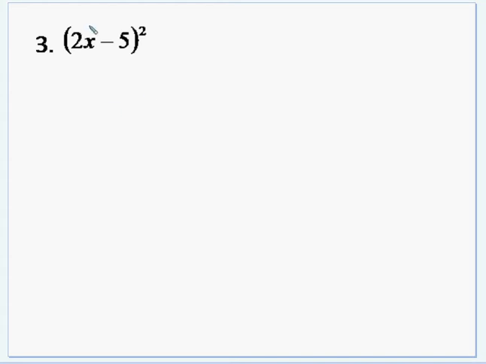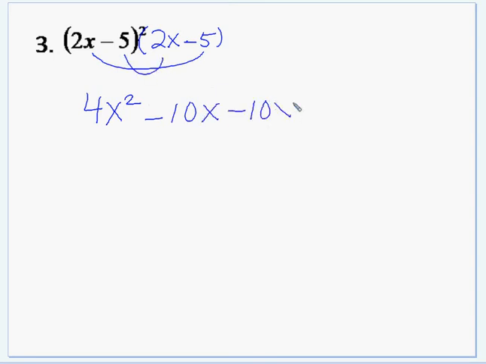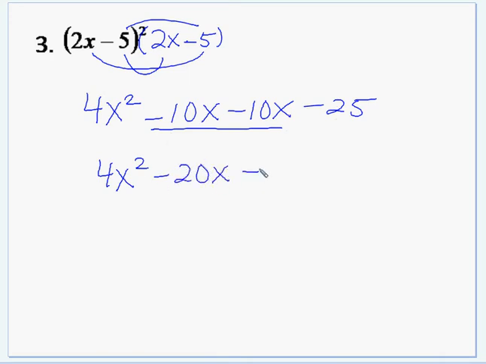Now in this one, you have 2x minus 5 squared. Please never distribute this 2 into here, okay? You have an expression here. So what this means is I technically have two of these, 2x minus 5. So we just go back to foiling. Our first term is going to be our 4x squared. Our outside term is going to be that negative 10x. Inside is a negative 10x. And then my last is going to be that minus 25. And then you want to combine these terms here. So you have 4x squared minus 20x minus 25.